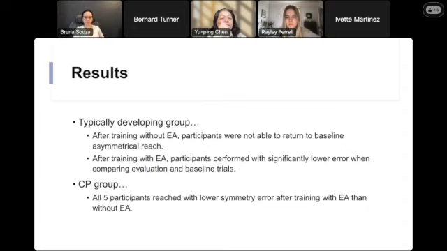So the results were what you thought would happen. They split them up into talking about the typically developing group and then also the CP group. For the typically developing group, they saw that after training without EA, the participants were not able to return to baseline asymmetrical reach, whereas when training with EA, the participants performed with significantly lower error when comparing evaluation and baseline trials.